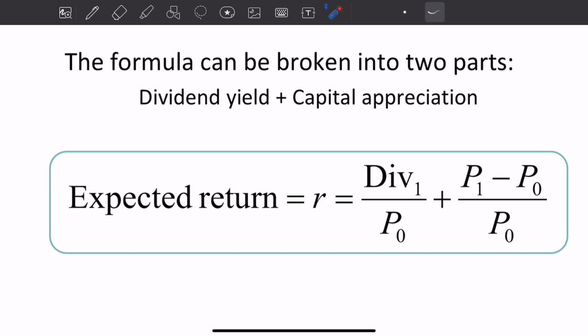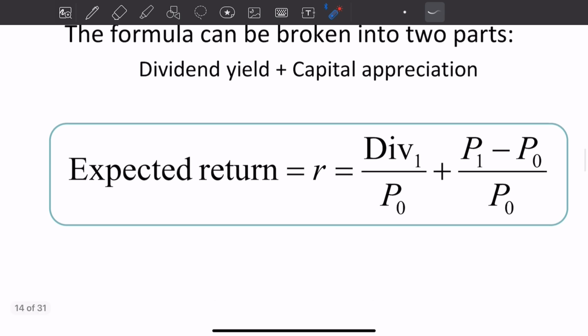And because the formula covers two components, or two drivers of returns for stock investment, we can break it down. We can split the formula into two components. One component will be used to calculate the dividend yield, and the other component is used to calculate the capital yield, or capital appreciation.